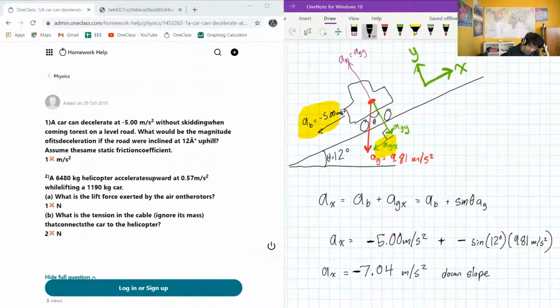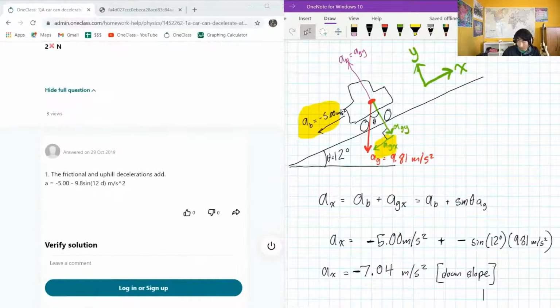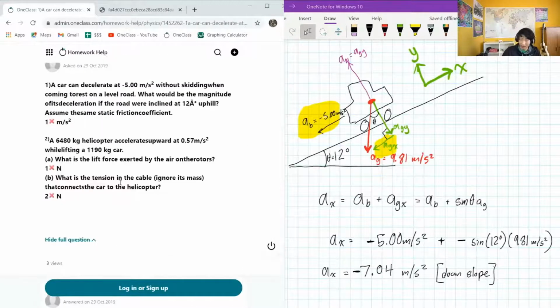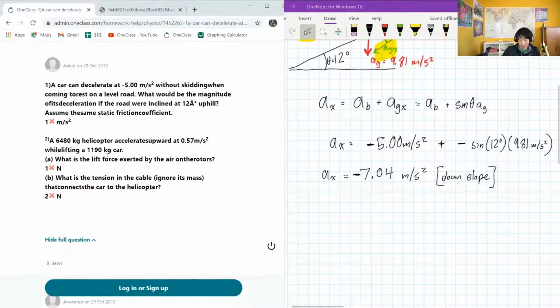Negative actually. Saying down the slope is kind of redundant if we have our axes defined like this. We would expect this to be the new deceleration, which makes sense because we'd expect a larger magnitude of deceleration going uphill, because gravity is also decelerating us. It would be great to show that as a calculation. So part 1 is set up, but now we have to address part 2.